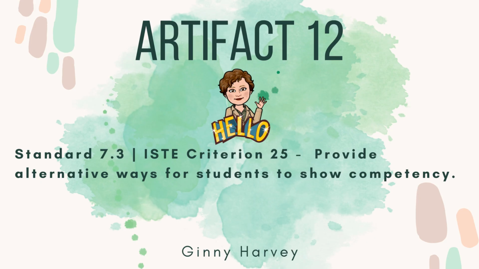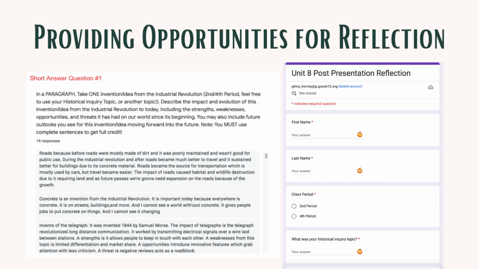Artifact 12, Standard 7.3, Criterion 25 asks for educators to provide alternative ways for students to show competency. I have offered my Honors World History students the chance to engage in self-reflection regarding their exploration of the Industrial Revolution through a historical inquiry analysis.